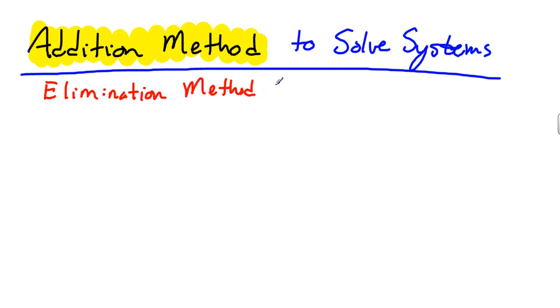Technically, it's the addition method. Sometimes people call it the elimination method because what you're going to do is eliminate one of the variables so that you're down to only one variable. Now, here's the biggest difference between substitution and the addition method. With the addition method, you want all the variables lined up: the x's lined up, the y's lined up, the equal signs lined up, and then the constants lined up. That's the biggest difference between these two.